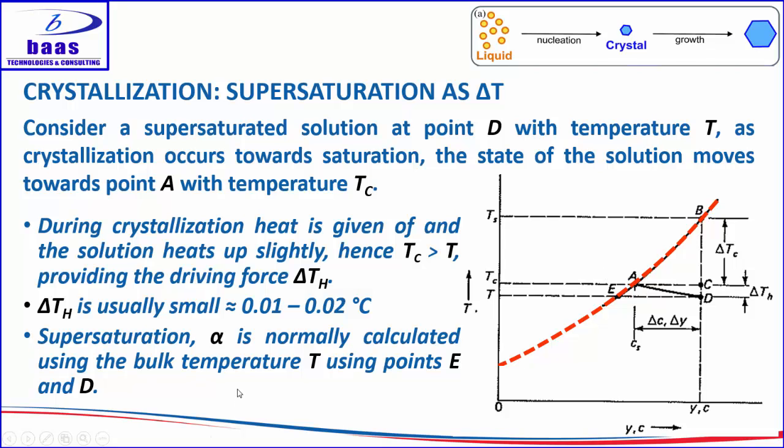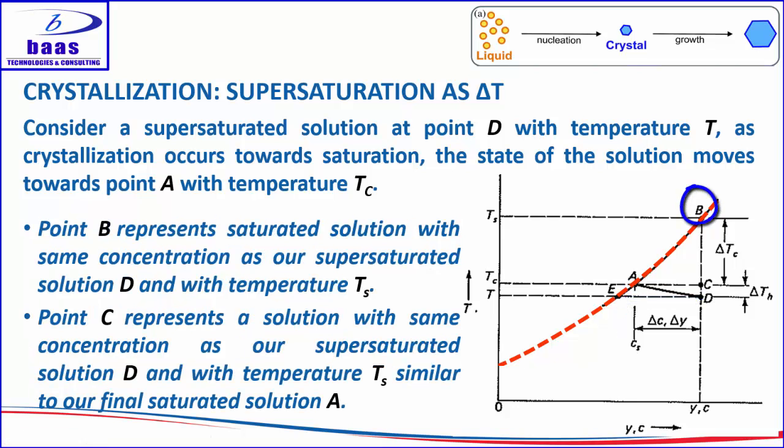Supersaturation alpha is normally calculated using the bulk temperature T, using points E and D, where we are assuming that there's no temperature difference and we are moving along this horizontal line. Point B represents the saturated solution with the same concentration as our supersaturated solution D and with temperature Ts, moving vertically from point D, keeping the concentration the same and just changing the temperature.